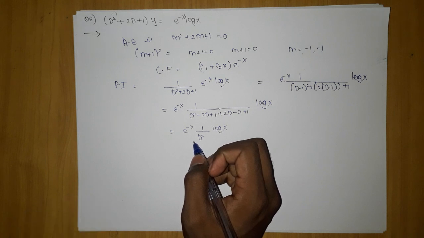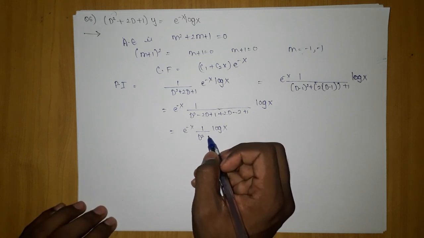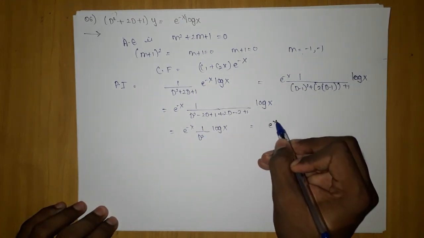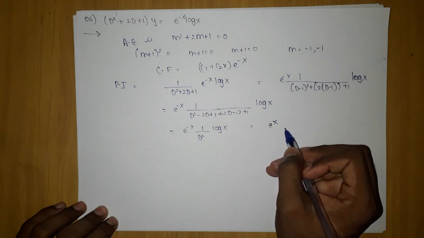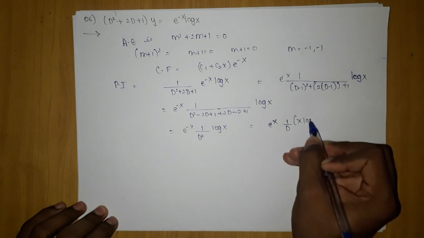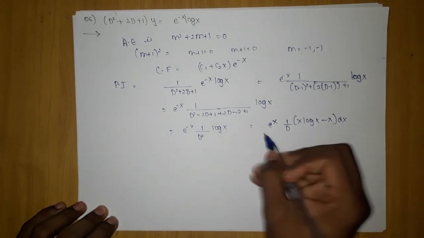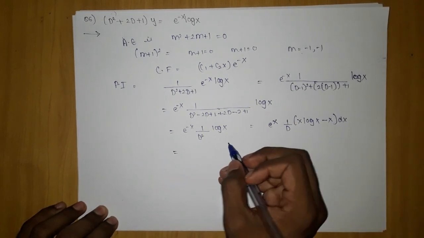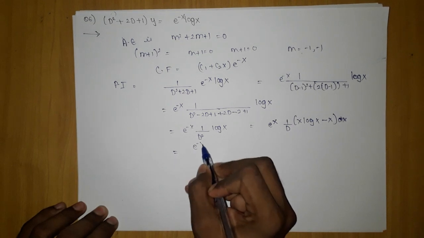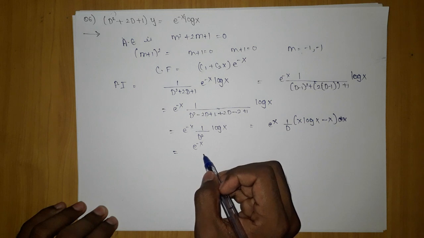Now we need to integrate log x, and you know the integration of log x is done by the integral of u dot v, and I told you to learn that. So e to the power minus x, here you will write it as 1 by D into 1 by D. If you integrate it once, you will get x log x minus x. If you integrate it again, what are you going to get?